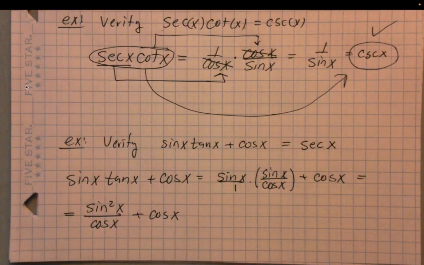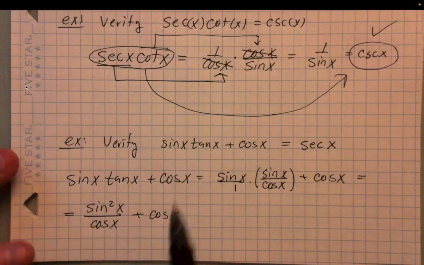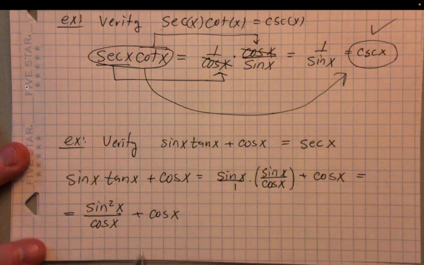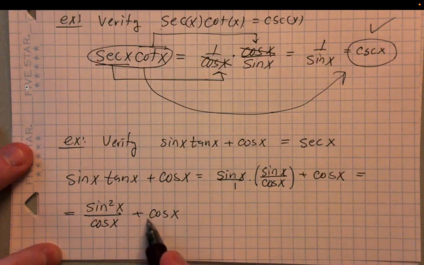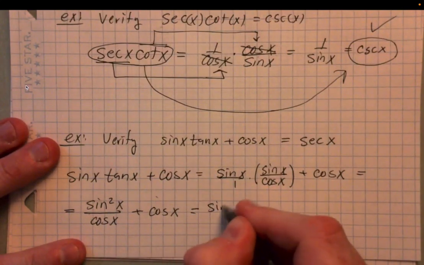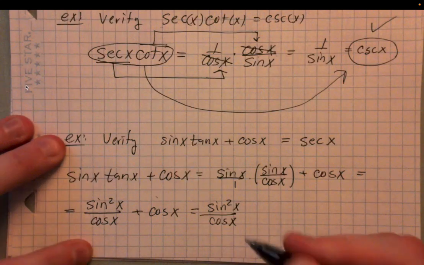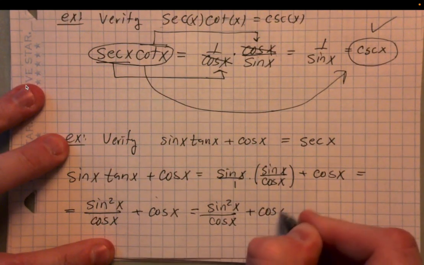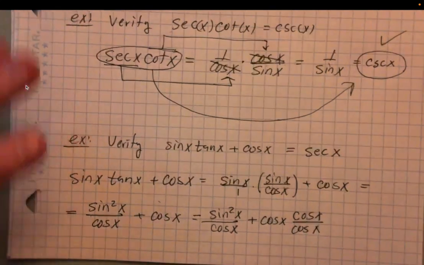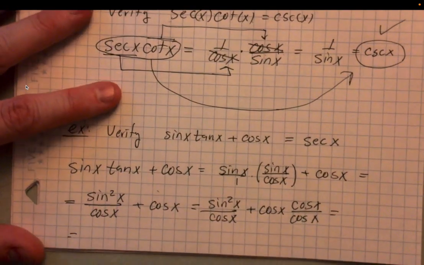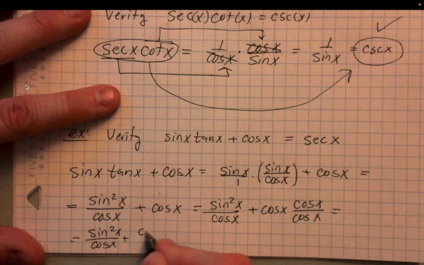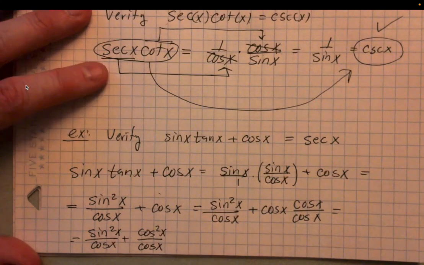When you see something like this, it's probably a good idea to get a common denominator and combine these two terms. To get a common denominator of cosine, I need to multiply this term by cosine on the top and the bottom. I'll be very explicit here, but you don't have to be this explicit when you do this. Just make sure you get the right answer. So this is cosine of x, and I'm going to multiply it by cos x over cos x. I can do that, and what do I get? I get sine squared x over cos x plus cos squared x over cos x.